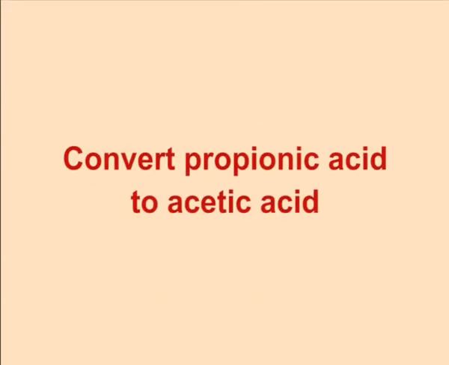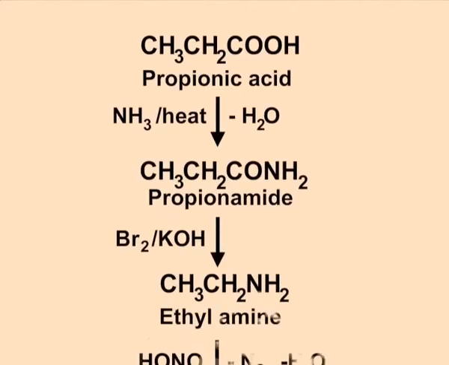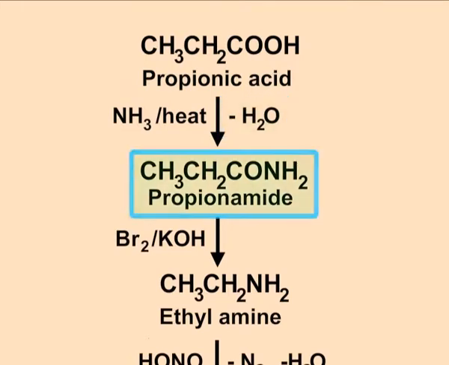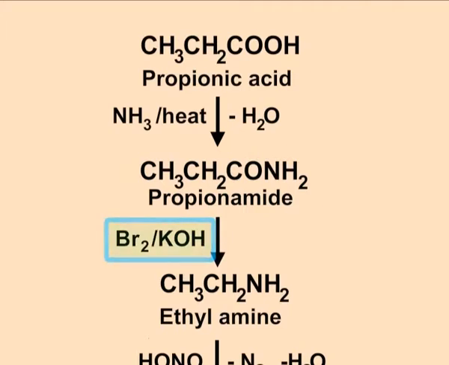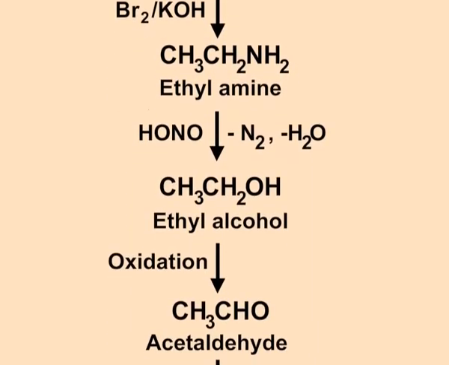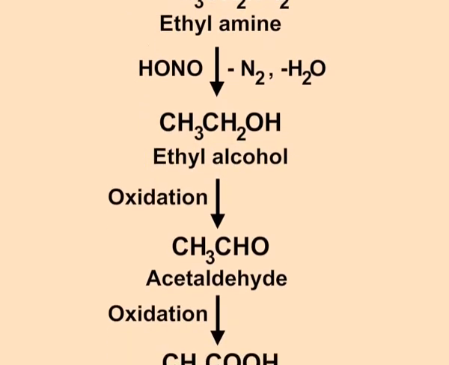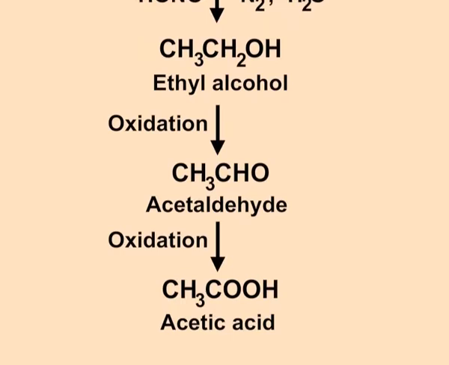The next conversion is: convert propionic acid to acetic acid. And the answer is, propionic acid on heating with ammonia loses one molecule of water to form propionamide, which reacts with bromine and potassium hydroxide to form ethylamine. The ethylamine formed reacts with nitrous acid so that nitrogen and water are lost and ethyl alcohol is formed. Ethyl alcohol on oxidation forms acetaldehyde, which on further oxidation forms acetic acid.